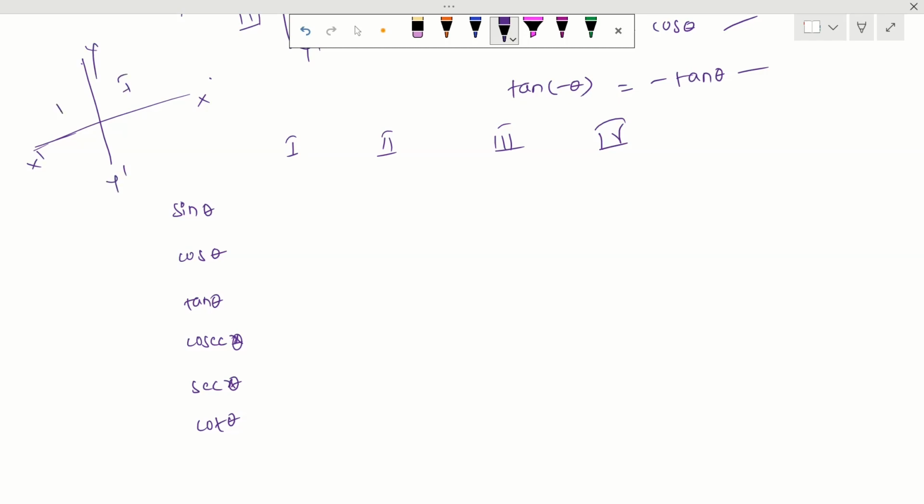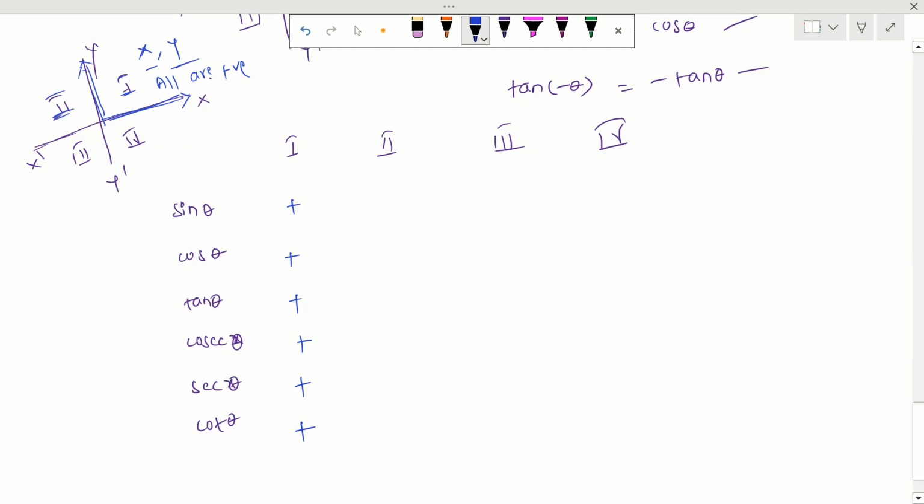So this is the first quadrant, second quadrant, third quadrant and fourth quadrant, right? What is in the first quadrant? In the first quadrant, the x value is positive and the y value is positive, right? This is the positive x-axis and this is the positive y-axis. X and y are positive, so all signs are positive in the first quadrant. What about the second quadrant?